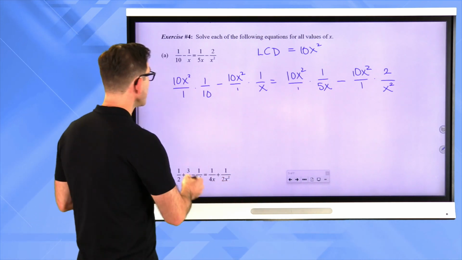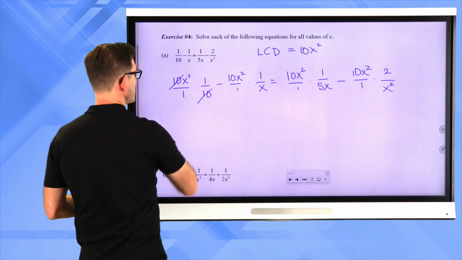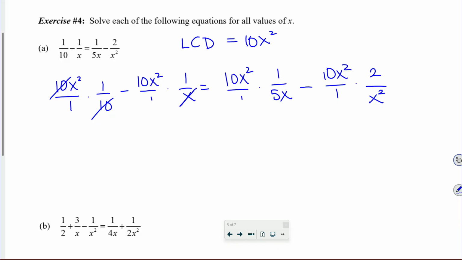So let's take a look. Here, my 10s cancel. Here, an x to the first cancels with a single x to the first, so I still have an x to the first there. Here, 5 cancels with 10, leaving me with a 2. And x to the first cancels with 1x up there, leaving me with an x to the first. Here, x squared and x squareds cancel, leaving me with just the 10.